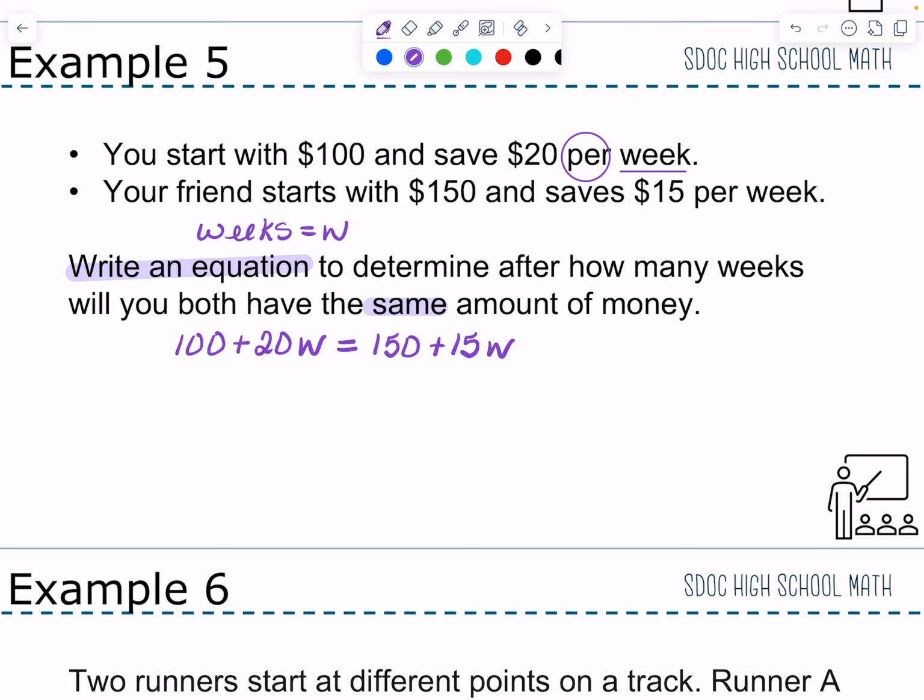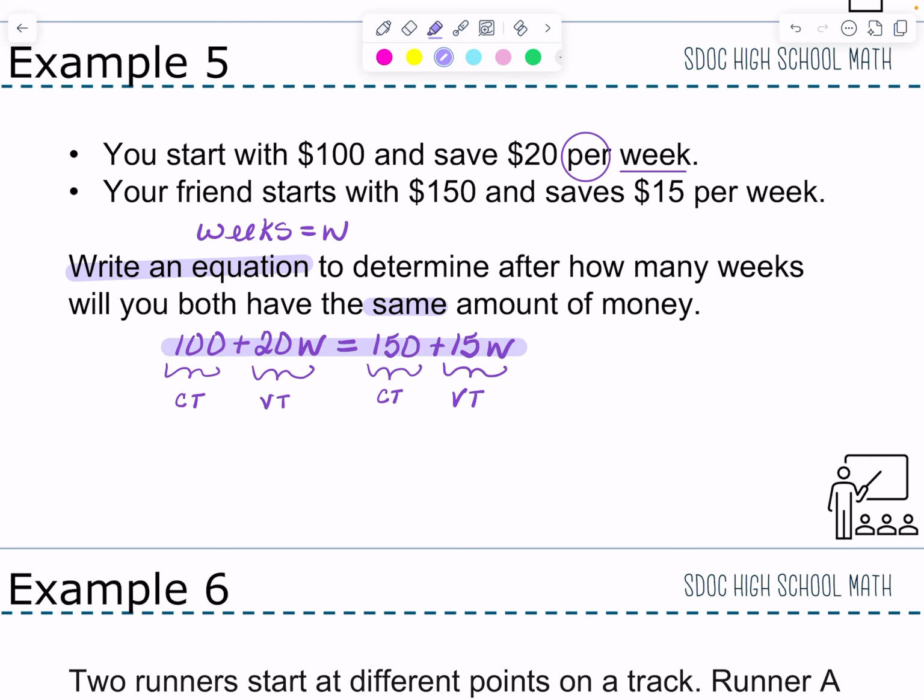Now, looking at this, is there anything that I can combine? Here I have a constant term. Here I have a variable term. They cannot be combined because they're different types of terms. Over here I have a constant term. Constant means it doesn't change. Variable term means it varies. So there's my variable term. Cannot combine those two. So unless I'm solving this for W, which they didn't ask us to do, here is our answer.